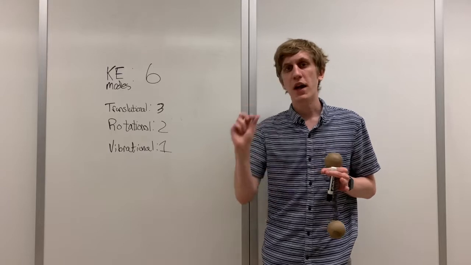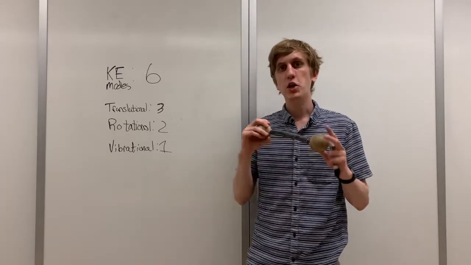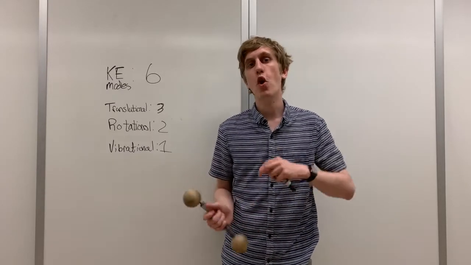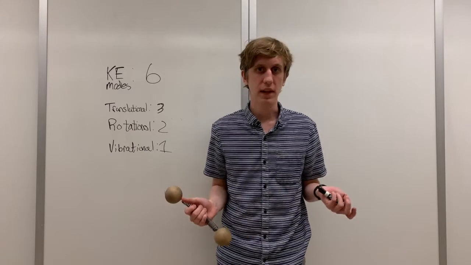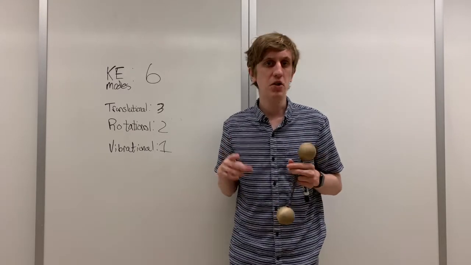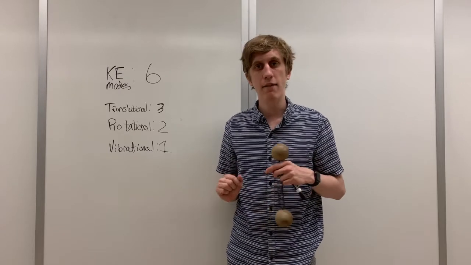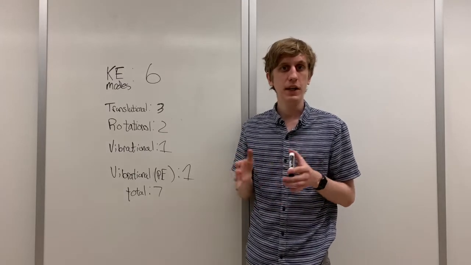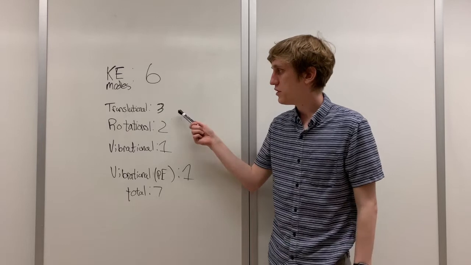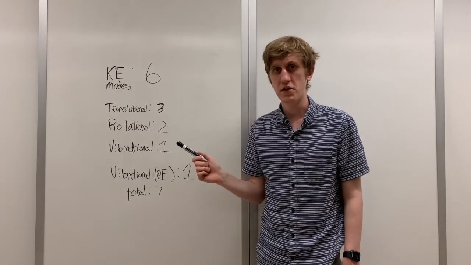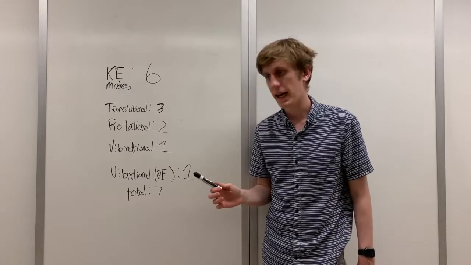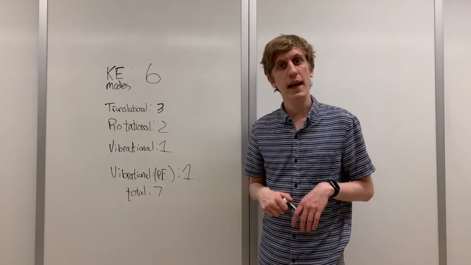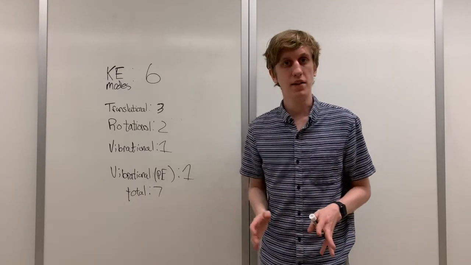But it turns out that we're not quite done. Every time you have a vibrational kinetic energy mode, you also have to have a vibrational potential energy mode that comes along with it. So because this molecule has 1 vibrational kinetic energy mode, it must also have 1 vibrational potential energy mode. So the total number of modes that this diatomic linear molecule has is 7. 3 translational kinetic energy modes, 2 rotational kinetic energy modes, 1 vibrational kinetic energy mode, and 1 vibrational potential energy mode. Let's do the same example, but with a nonlinear triatomic molecule.